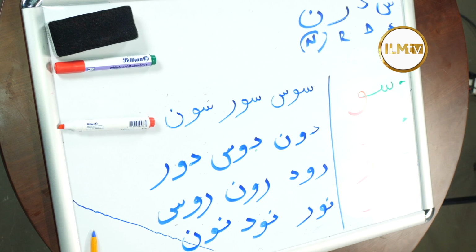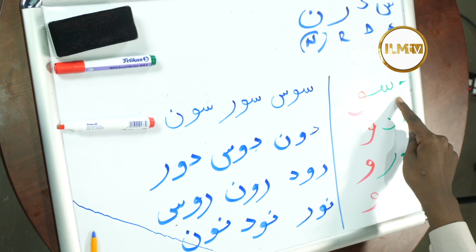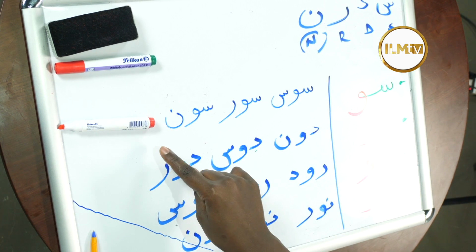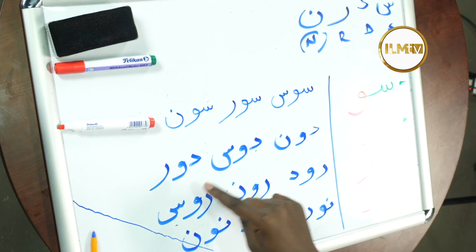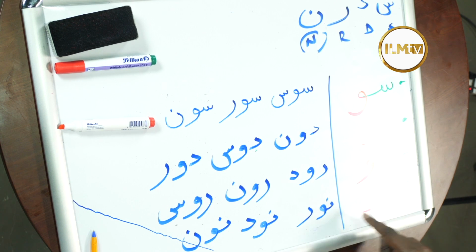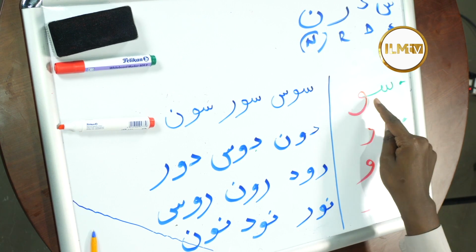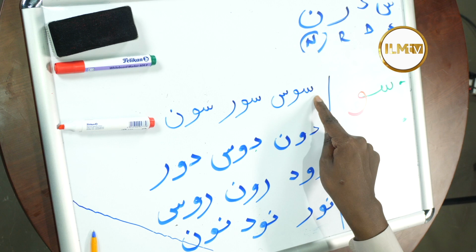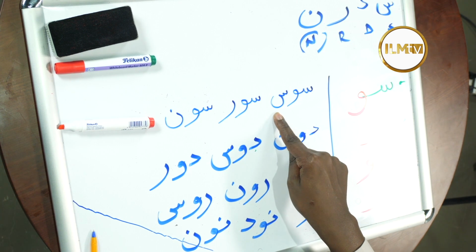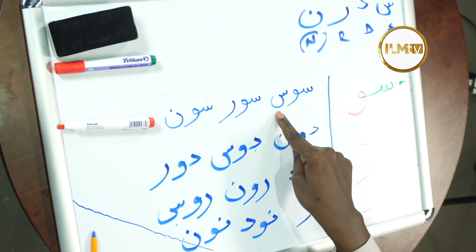So now we can make longer words. How will we read these words? For su, we have 3 words. For du, we have 3. For ru, we have 3. And for nu, we have 3. So su, here it becomes su, sus.